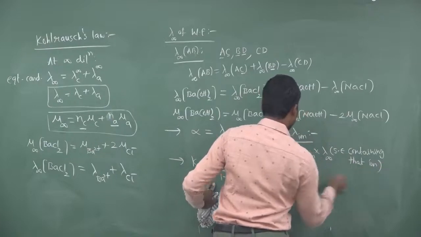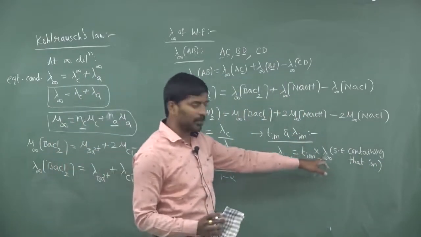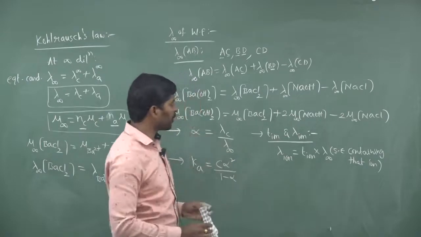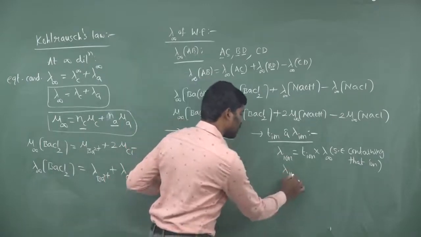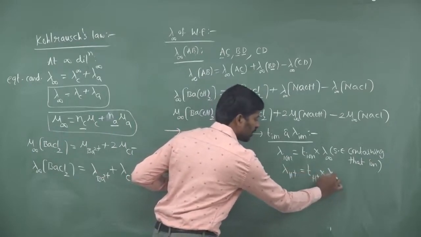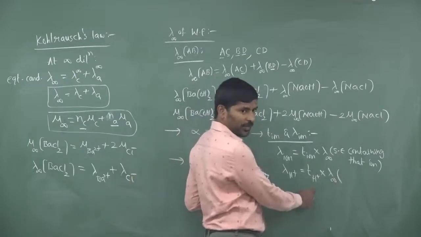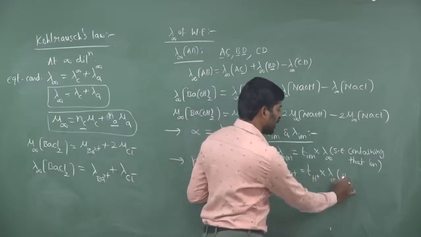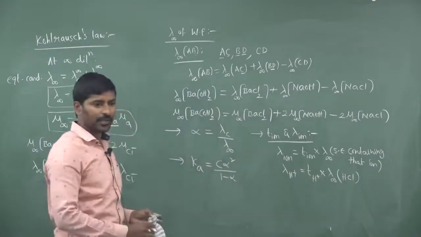This relation also we give based on Kohlrausch's law. Lambda ion is equal to transport number of ion into lambda infinity of strong electrolyte containing that ion. For example, lambda H plus we need. So we have to take transport number of H plus into lambda infinity of strong electrolyte containing H plus. So we may take HCl or H2SO4 or HNO3, whatever it may be.